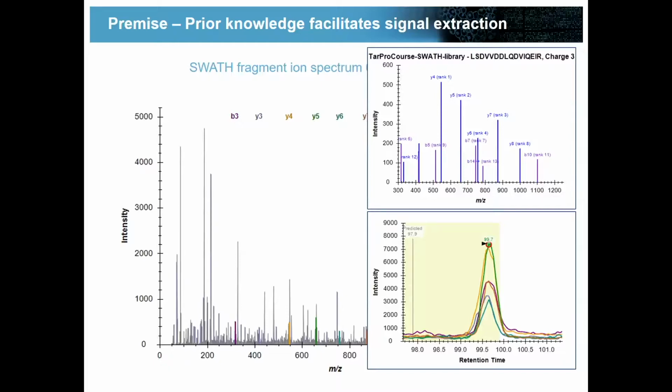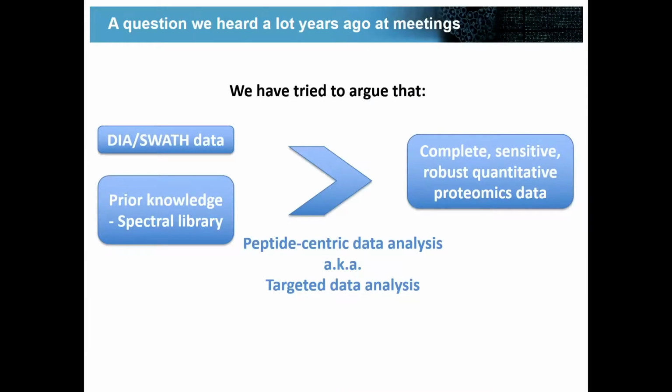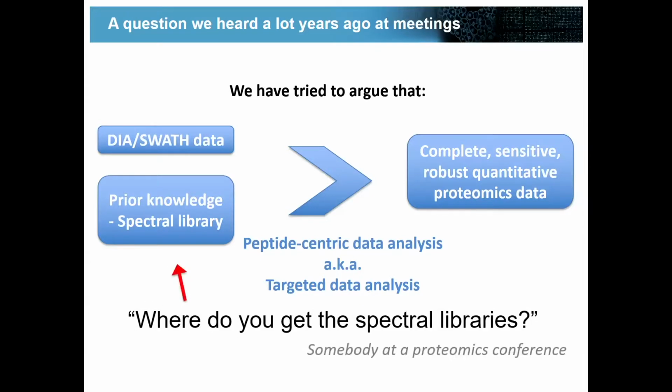And so when we started doing this a few years back, people used to always ask, well, we would go to meetings and say, if you do this kind of SWATH analysis and you have some prior knowledge about the peptides in the form of a spectral library, this will get you to some high quality proteomics data. And then everyone would say something like, well, where do you get the spectral libraries? There was a lot of confusion about this.